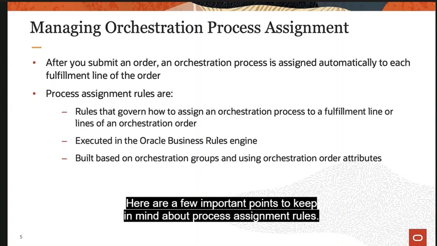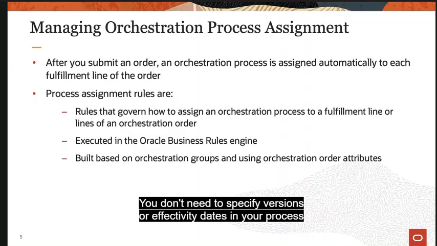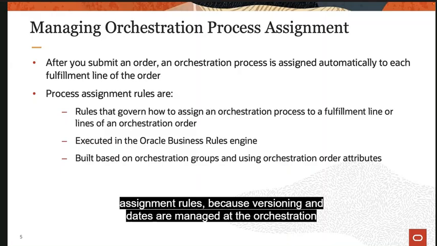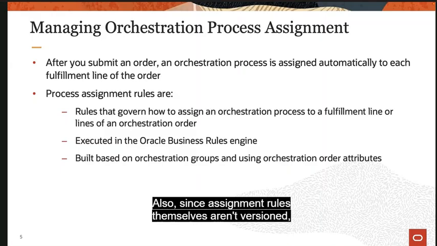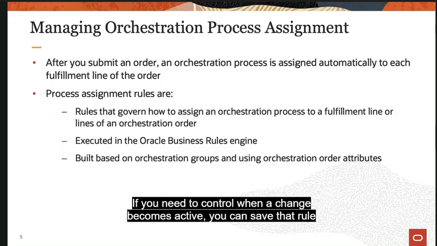Here are a few important points to keep in mind about process assignment rules. You don't need to specify versions or effectivity dates in your process assignment rules because versioning and dates are managed at the orchestration process level. Also, since assignment rules themselves aren't versioned, any release changes take effect right away. If you need to control when a change becomes active, you can save that rule and wait to release it until you're ready.